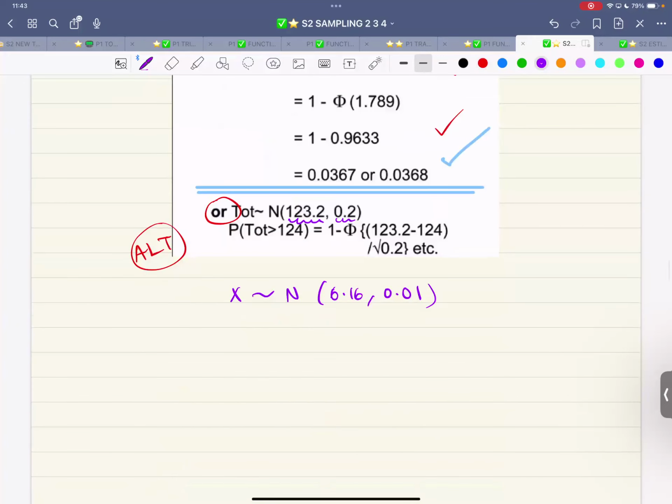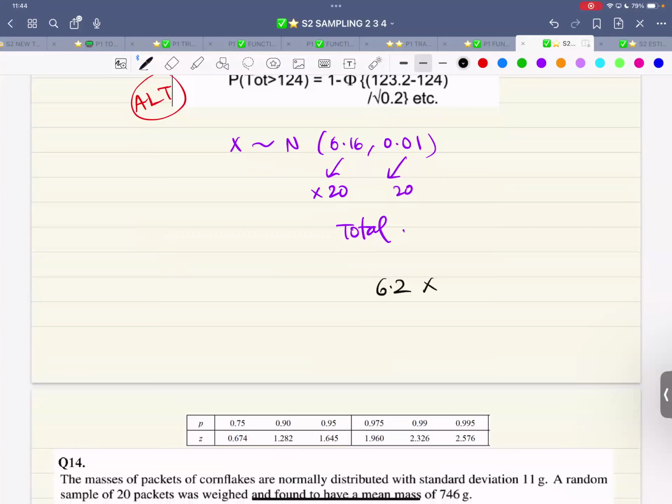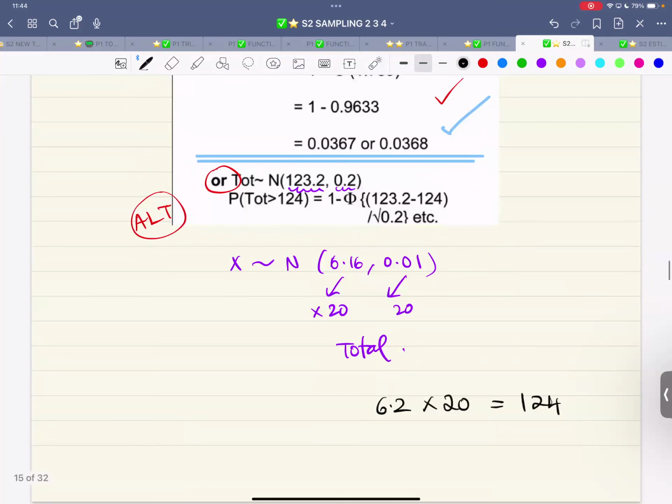0.01. Over here, this is 6.16, this is 0.01. They multiplied it by 20. They are considering it as the total. And they are considering that 6.2 into 20, that is coming out to be 124. So they were working in total. I disagree with this. The reason being, it's a sampling question. Let it remain a sampling question. As simple as this.